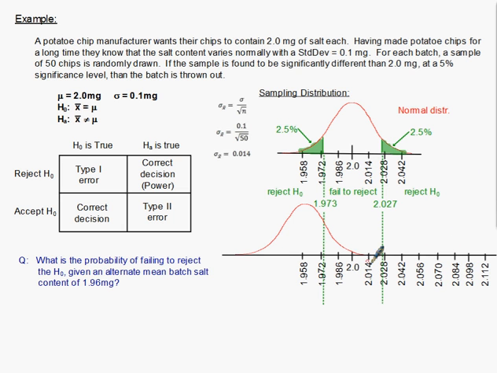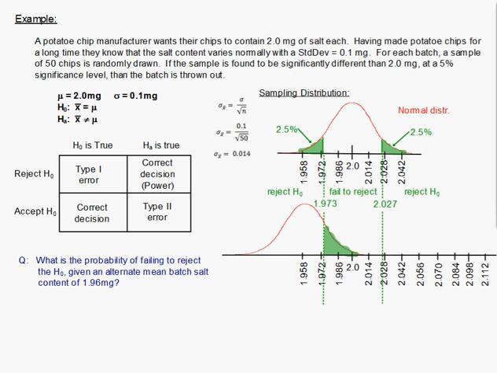So now we can come back over here and plot this on our graph. 1.96 centered would be right around here. All right, and we're looking for the probability of failing to reject. Of course, failing to reject is in this middle part. So that's going to be right there.